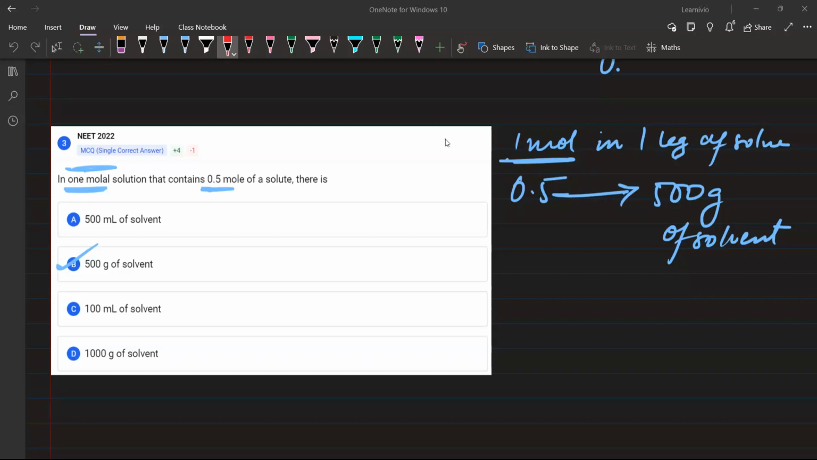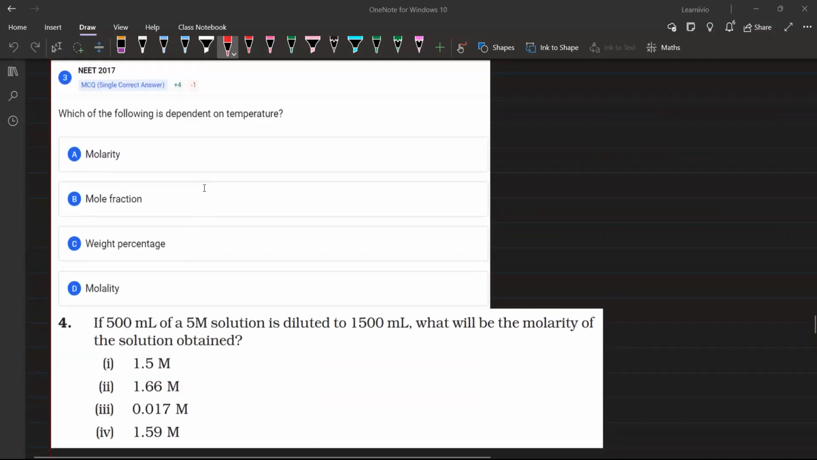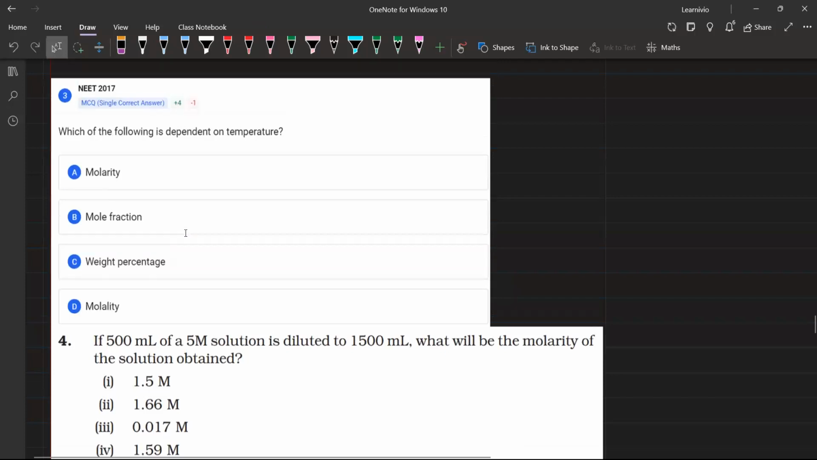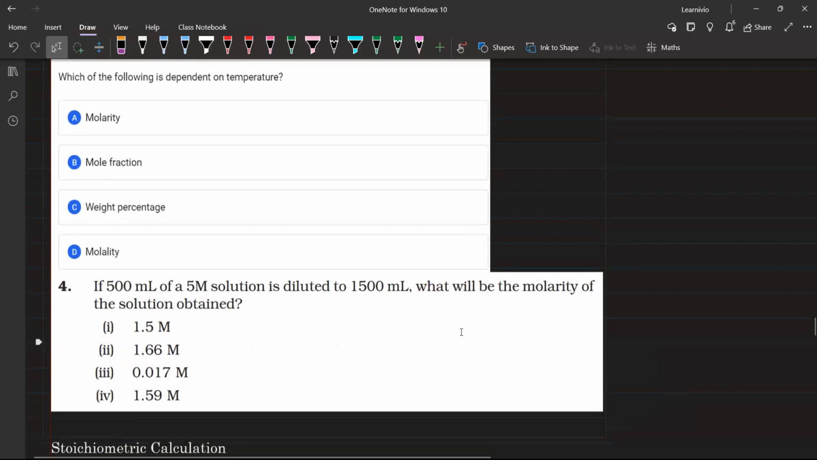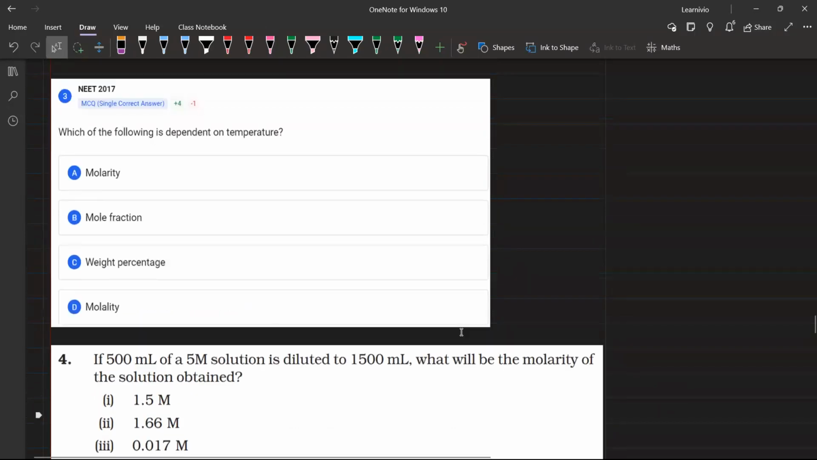So we were done till here, and we are going to move on to some more questions. This one, I guess, will be easy, not tough. Which of the following is dependent on temperature? Any concentration term that has the volume term in it is going to be dependent on temperature. Take 1 minute, not more than that.